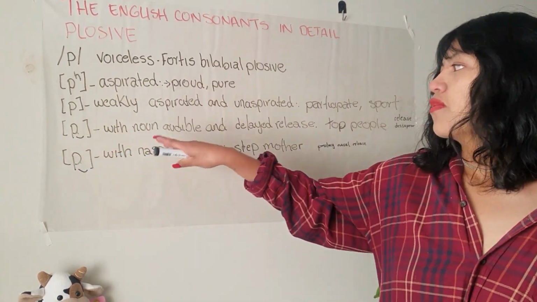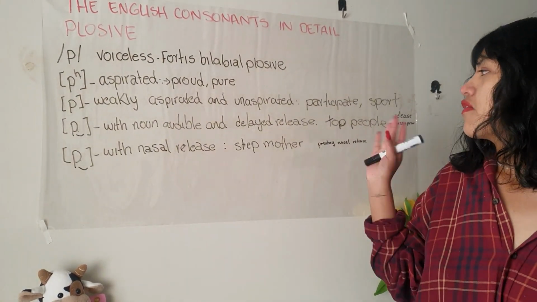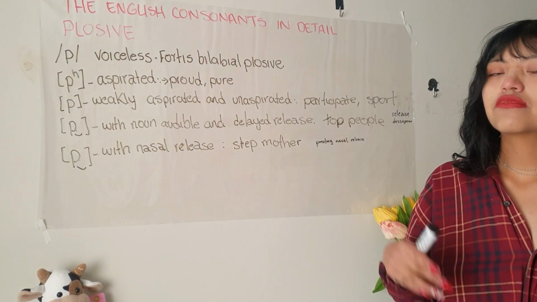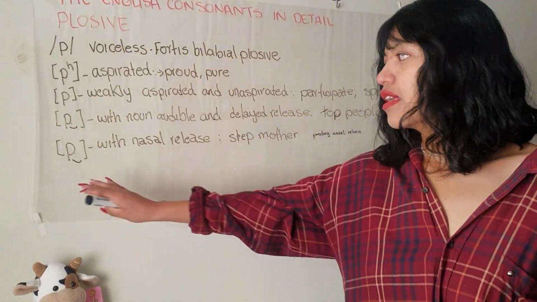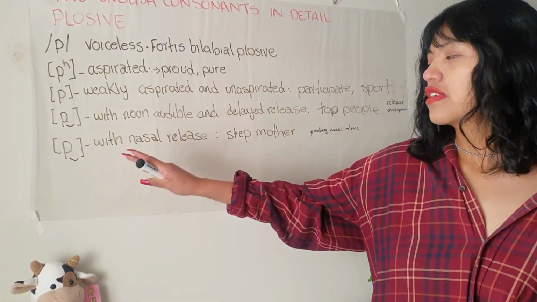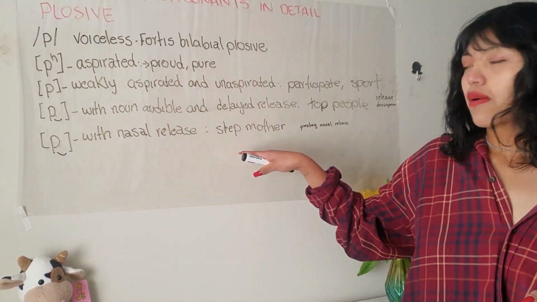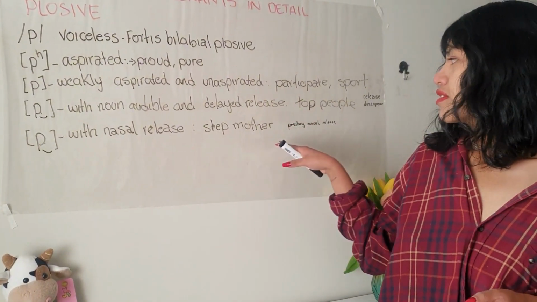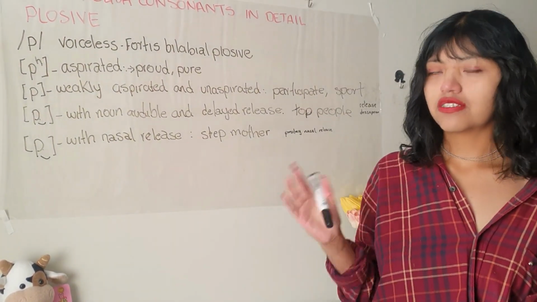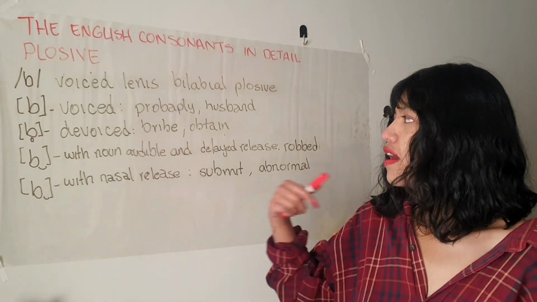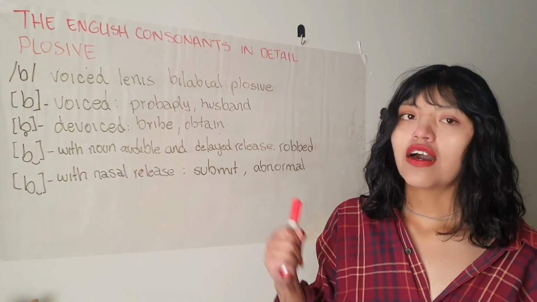The third one, with non-audible and delayed release, is when the release disappears. For example, in the words top people, we don't need to pronounce the release of top. We say top people. The last one of these allophones is with the nasal release. For example, in stop mother, this is because it is followed by a nasal release. We don't release stop, we say stop mother.